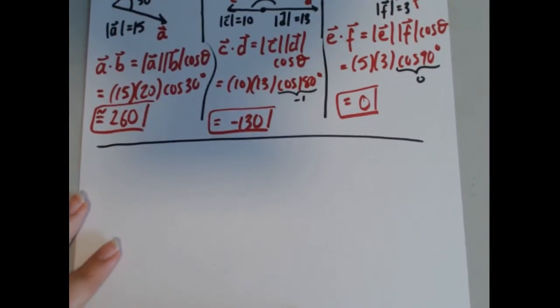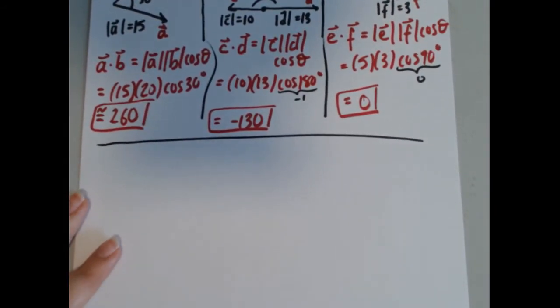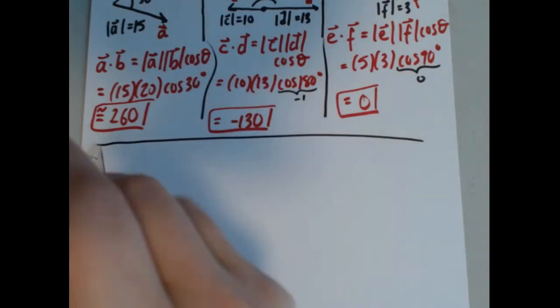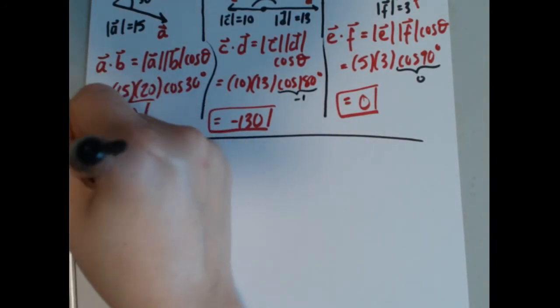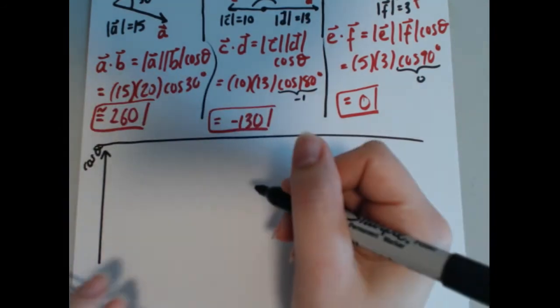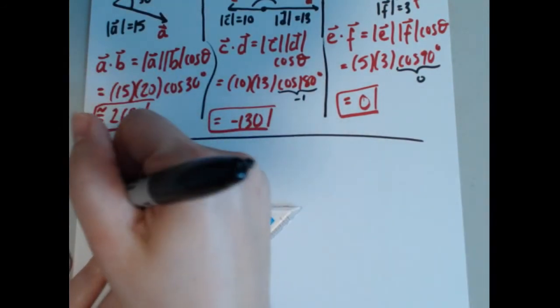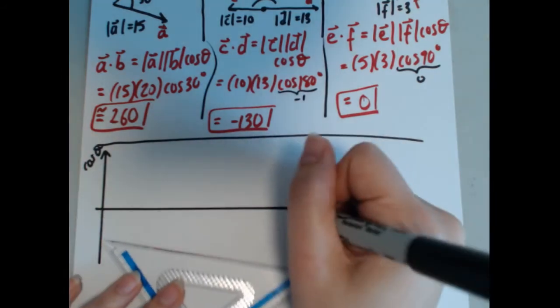Okay, so what I want to do now is look at a graph of cosine of theta, just quickly. So hopefully you remember what cosine of theta looks like. So we've got cosine of theta. Let's produce our horizontal axis here. So that's theta.